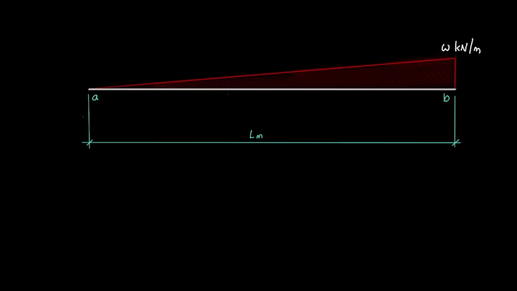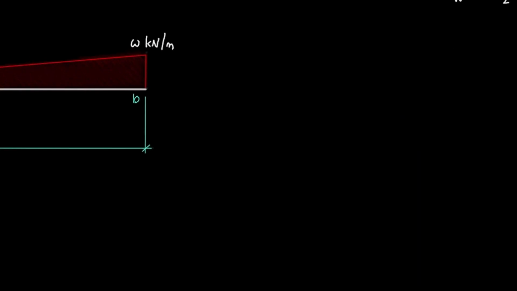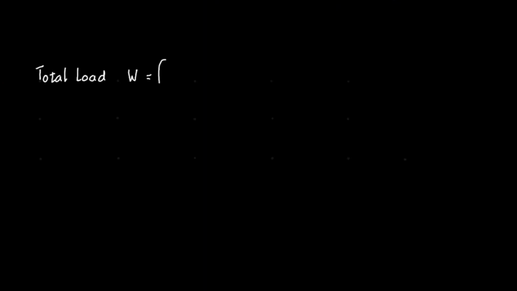We will now apply the same techniques to a triangular load that varies from 0 at A to W at B. This is a uniformly varying load, a UVL. Again, consider a thin element of the load x meters from A. The intensity of the load on the element is Wx upon L, so each element will make a contribution of Wx upon L times dx towards the total force. Integrating the force contributions from all elements shows the total load is WL upon 2 kilonewtons.